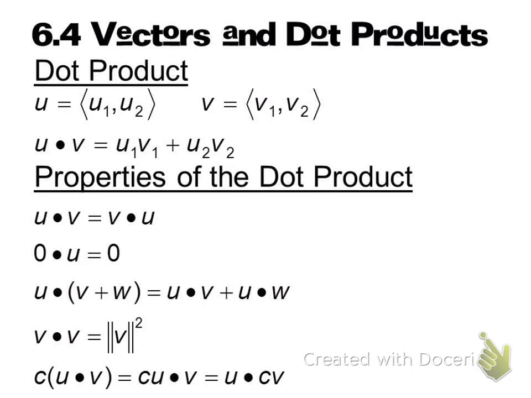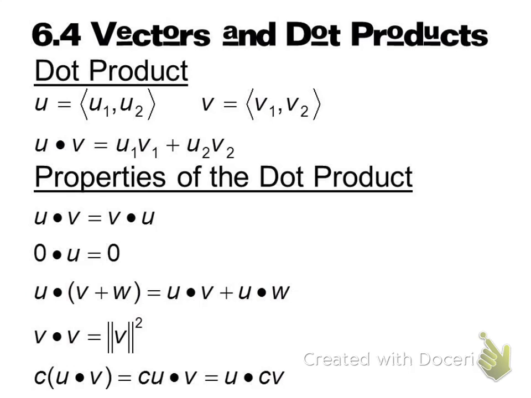Lesson 6.4 on vectors and dot products. So the dot product of two vectors is kind of like a type of multiplication between two vectors. But there's a couple of different types of multiplication that we use. So to be specific, we call this the dot product.